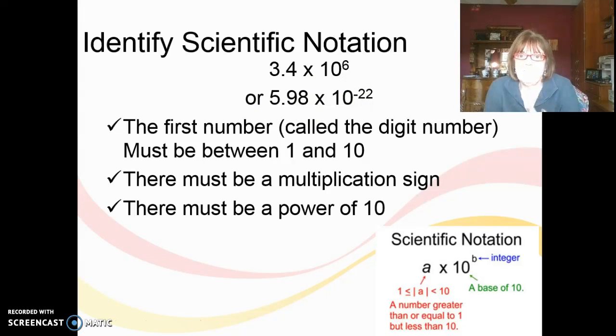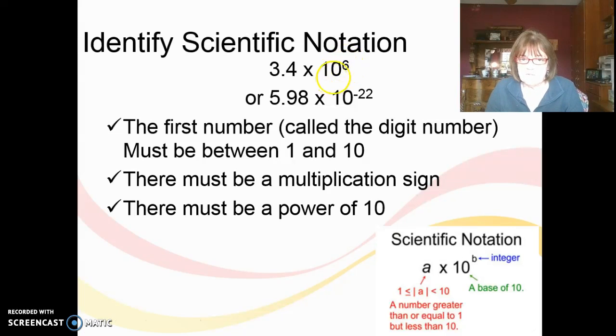How come the minus sign makes it smaller? But I want you to remember today, the minus sign on the exponent makes it a tiny number. Doesn't make the number negative, okay? Makes it a tiny number. And a positive exponent makes it a bigger number.